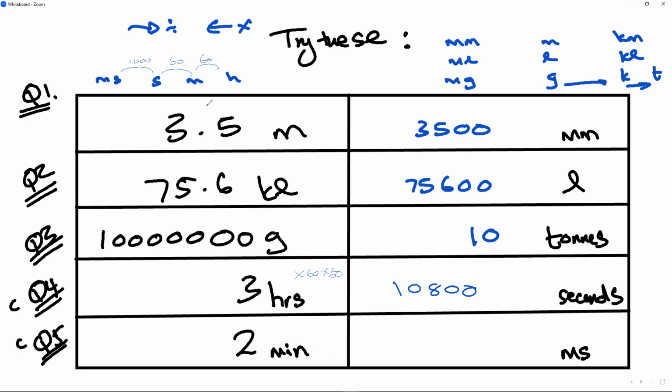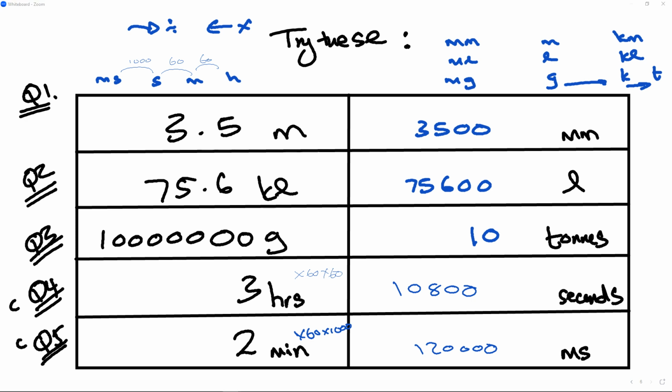Okay. And then minutes to milliseconds, which means you have to go backwards again. In this case, I'm going to multiply by 60, but then I'm also going to multiply by 1,000. So it's a bit of a trickier one. 2 times 60 times 1,000 will come to 120,000 milliseconds. Some brilliant answers there that came through. If you sent it through, that would be those conversions over there.